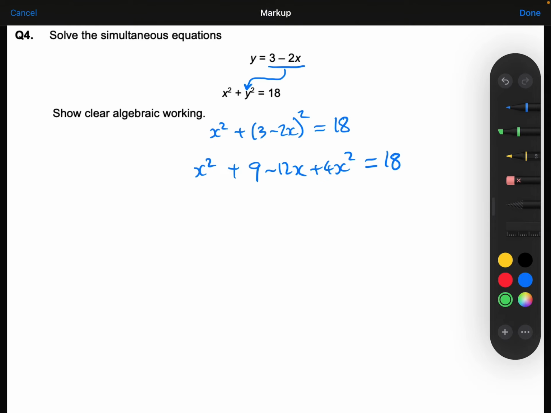Right, let's collect up like terms. We've got an x squared and a 4x squared. So that's 5x squared. I've got the minus 12x here. And whilst I'm at it, I'm going to subtract 18 from both sides. So this equals 0. The 9 take away the 18 would be minus 9.